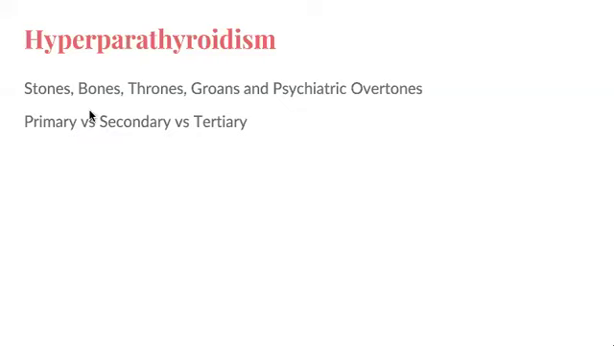So just in case you're a little bit confused, I'll repeat that. Primary: PTH and calcium high. Secondary: PTH high, calcium low. And then tertiary is when secondary has gone on for so long that the parathyroid gland just completely takes over, I guess, and the PTH will be very high, sorry, will be high, but now the calcium will also be high.